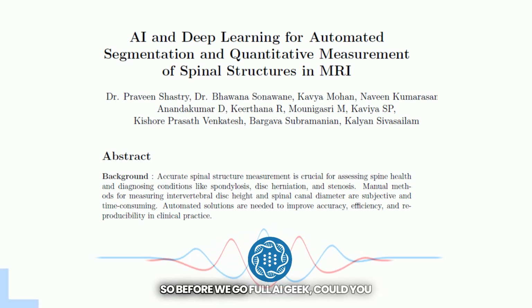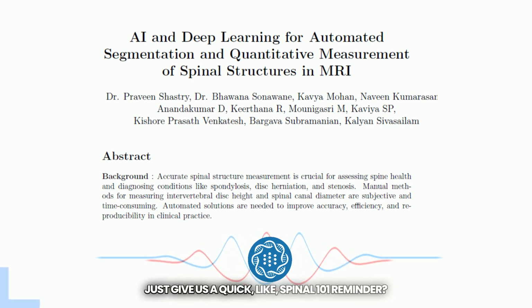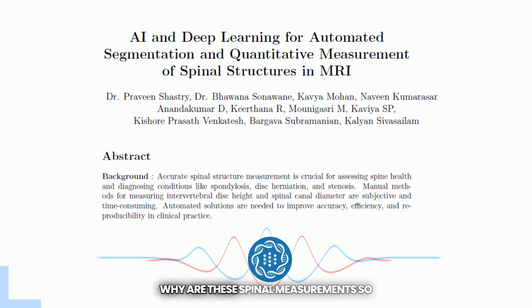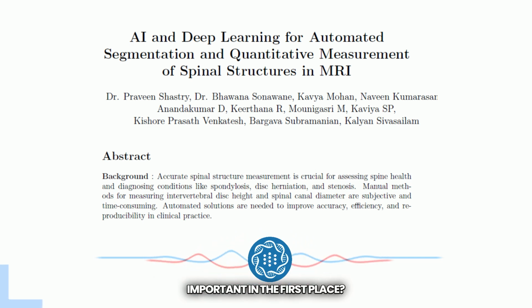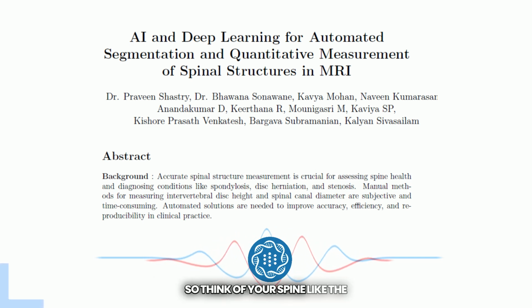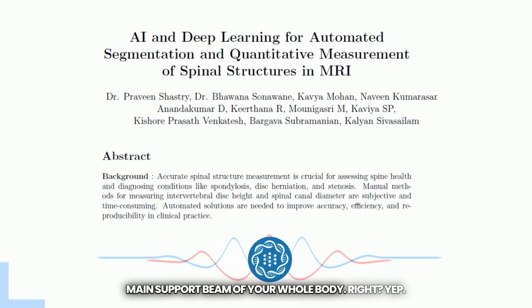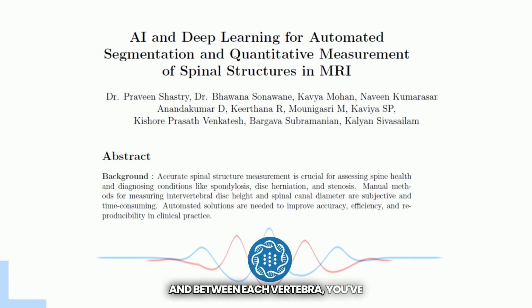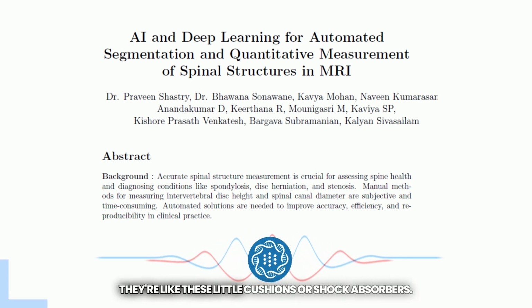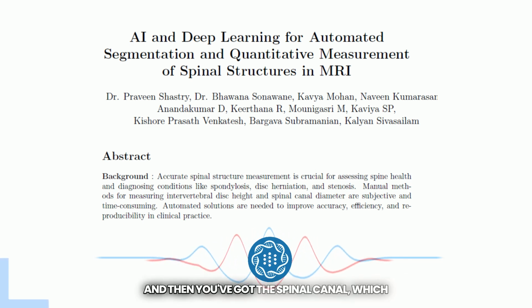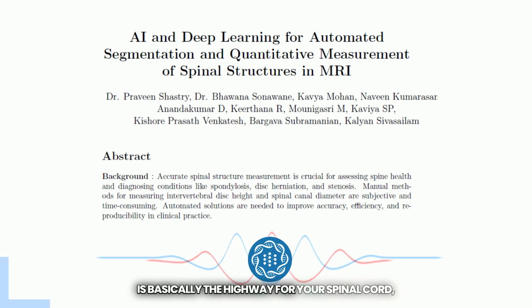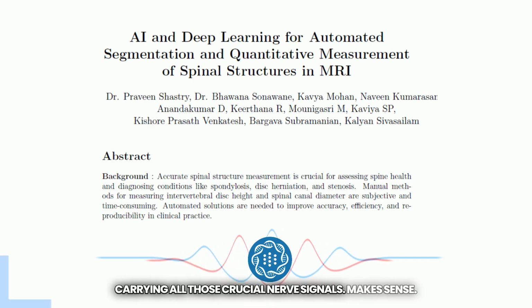Absolutely. So before we go full AI geek, could you just give us a quick Spinal 101 reminder? Why are these spinal measurements so important in the first place? Okay, sure. So think of your spine like the main support beam of your whole body, right? Yep, makes sense. And between each vertebra, you've got these intervertebral discs. They're like these little cushions or shock absorbers. Right. And then you've got the spinal canal, which is basically the highway for your spinal cord, carrying all those crucial nerve signals.